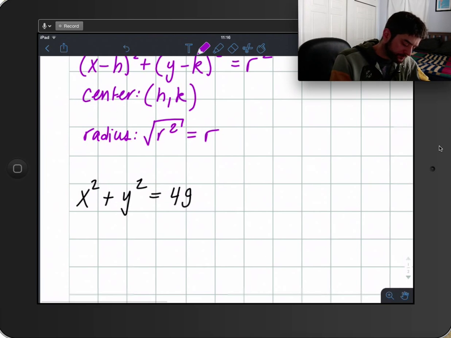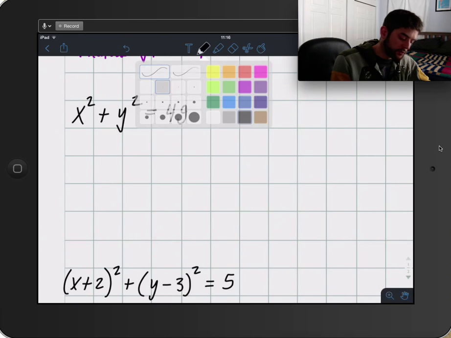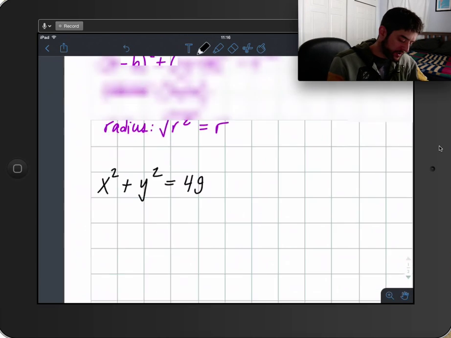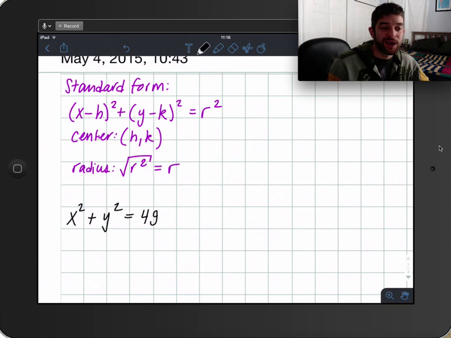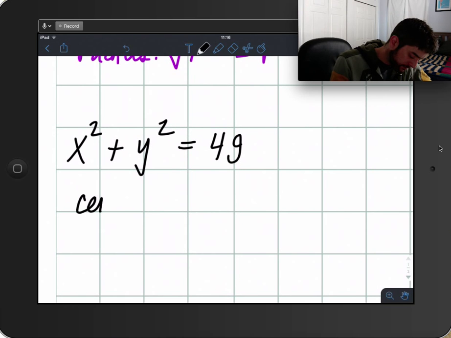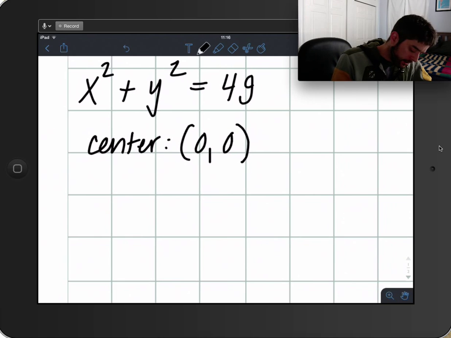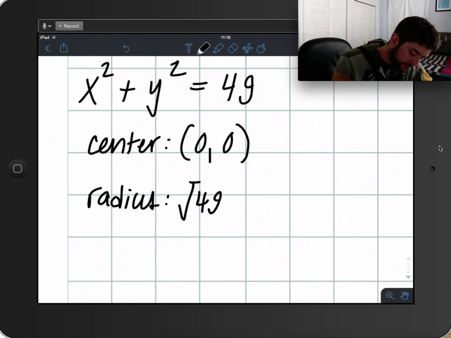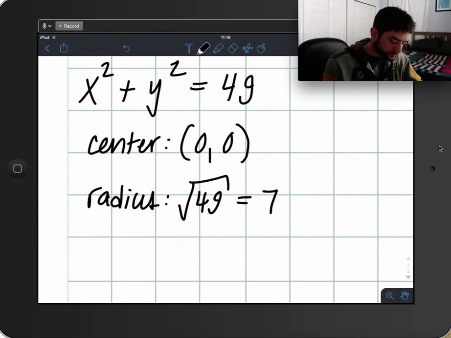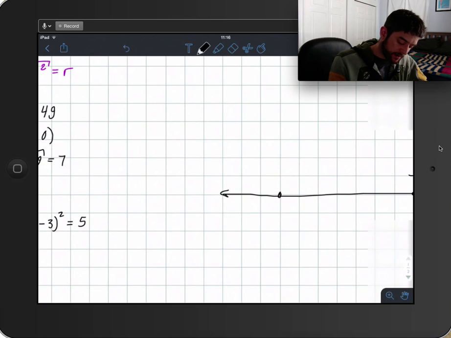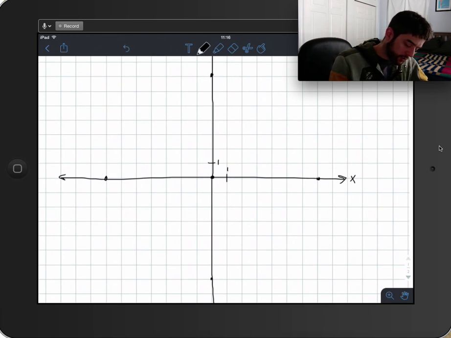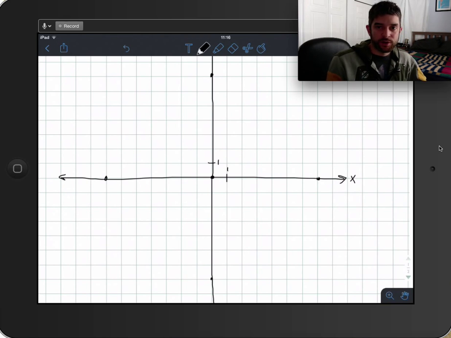So our first example is x squared plus y squared equals 49. You'll notice if we compare this with the standard form equation, there's no h or k being subtracted from x or y, so our center is at 0, 0, because it's technically x minus 0 squared and y minus 0 squared. And our radius is the square root of 49, or 7. So to graph this, we're going to put our center at 0, 0, and we're going to go out in every direction 7 spaces.